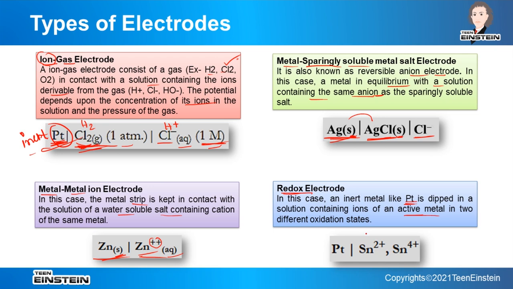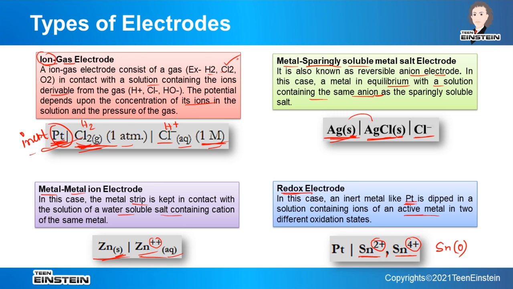So here platinum is dipped in a solution containing ions of an active metal. Tin is the example, in two different oxidation states. Sn is present in two different oxidation states. One is oxidized, that is 4 plus, and another is reduced, that is 2 plus, which is why it is a redox electrode. So it is the same element, the same metal, in two different oxidation states. Now see, as both are cations, both are in aqueous solution. When both are in the same phase, normally we use a comma, but here we do not have any Sn0, that means Sn in the neutral state is not present.